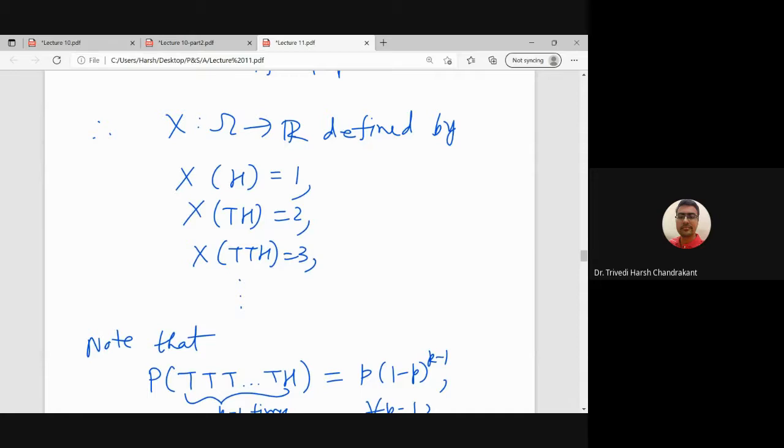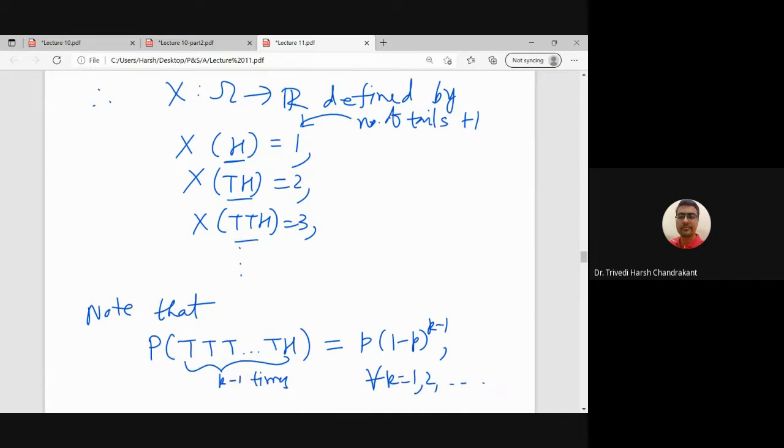So what is this number? This number is the number of tails plus 1. So here there is no tail, 0 tails plus 1 is 1, 1 tail plus 1 is 2, 2 tails plus 1 is 3. Right. So in that way, 3 is 2 tails plus 1. Okay. So what is 2? 2 is assigned to the event which has 1 tail.